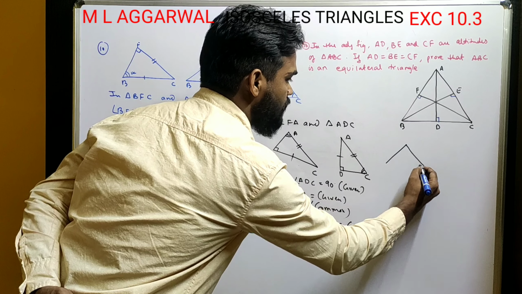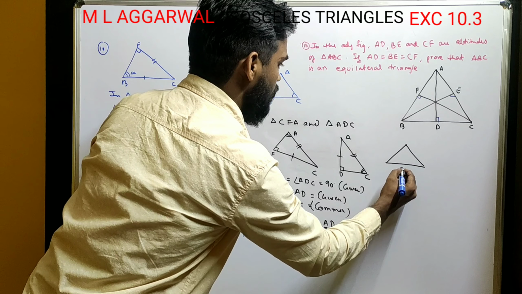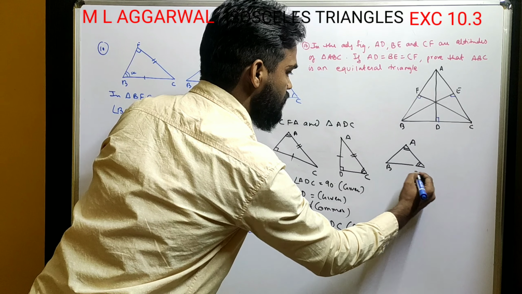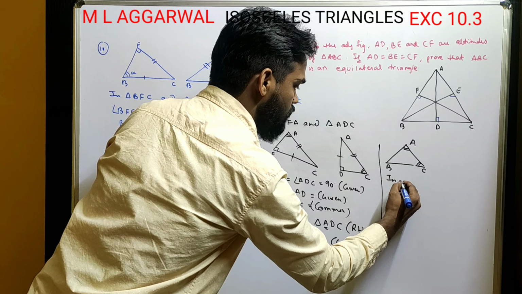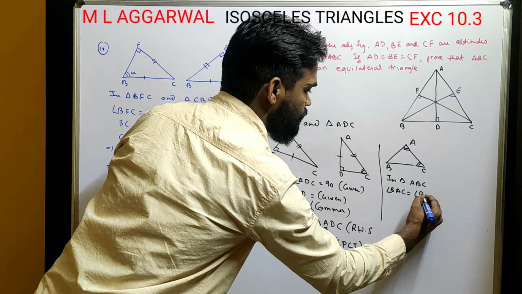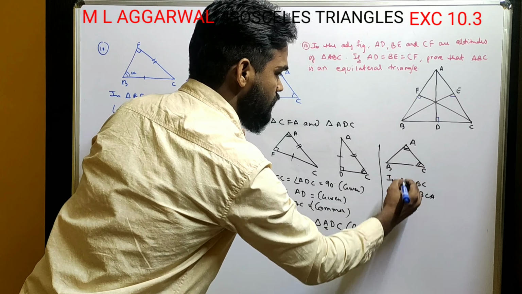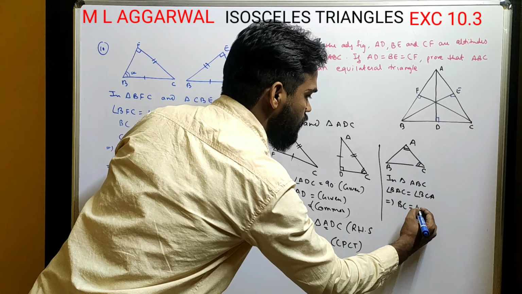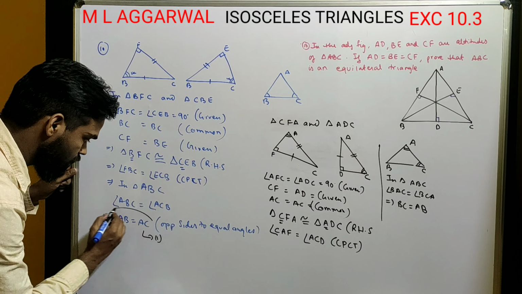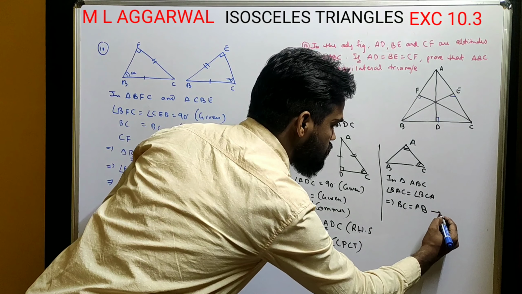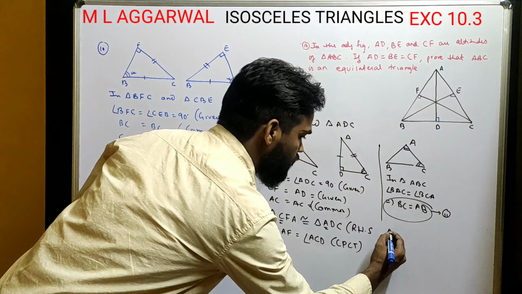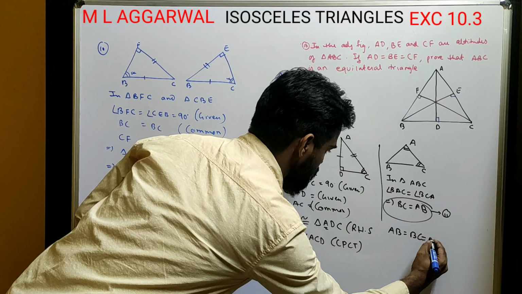Now if these two angles are equal, look at the larger picture. In the bigger triangle, I got this angle is equal to this angle. This is your A, this is your B, and this is your C. So in triangle ABC, I can say angle BAC is equal to angle BCA, which implies BC is equal to AB, opposite sides of equal angle. Now look carefully, this is your 1 and this is your 2. If you equate these two, we clearly get AB equals to BC is equal to AC.